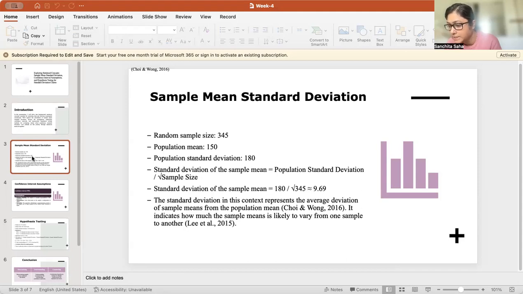But what does this standard deviation signify? Essentially, it tells us how much the sample mean is expected to vary around the population mean. So in our scenario, a standard deviation of 9.69 indicates that on average, the sample means are likely to deviate from the population mean by approximately 9.69 units. This measure helps us gauge the precision and reliability of our sample estimate.